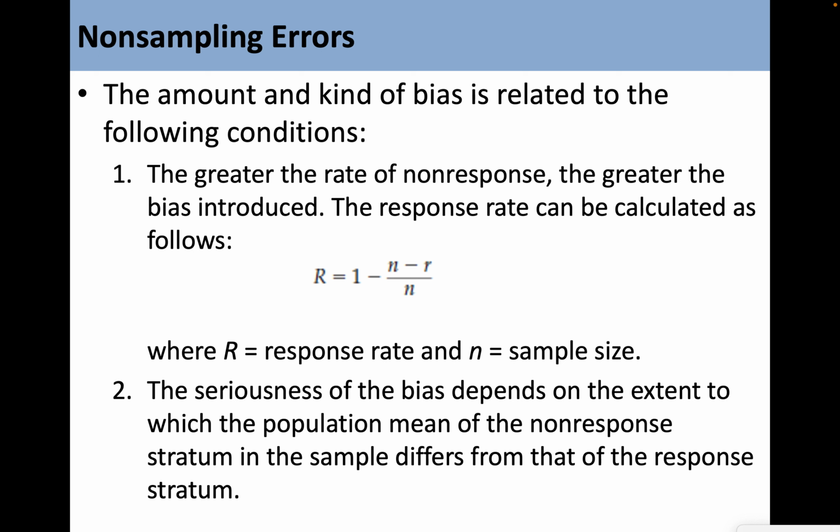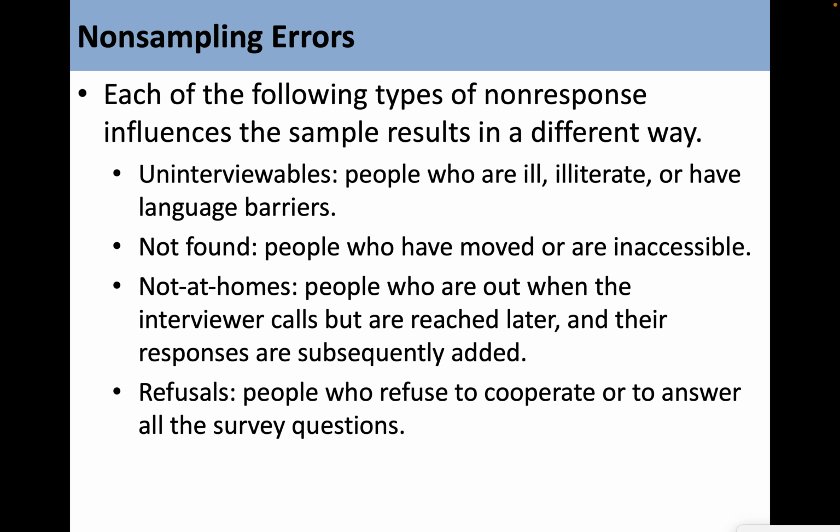The greater the rate of non-response, the greater the bias introduced. The response rate may be calculated as follows: R equals 1 minus (n minus r) over n, where R equals the response rate and n is the sample size. The seriousness of the bias depends on the extent to which the population mean of the non-response stratum in the sample differs from that of the response stratum.